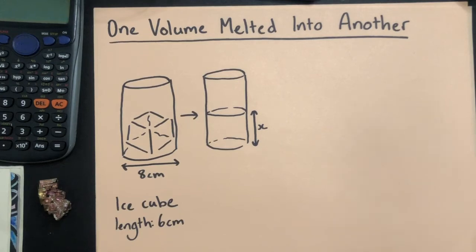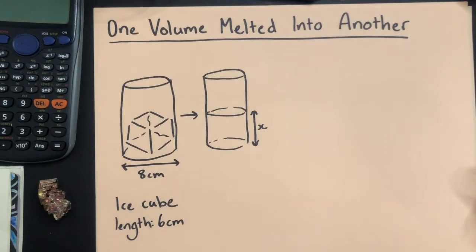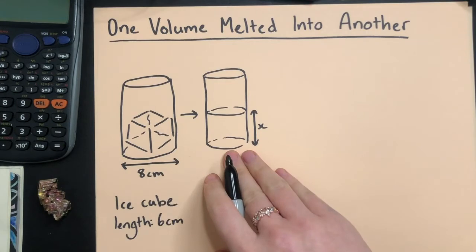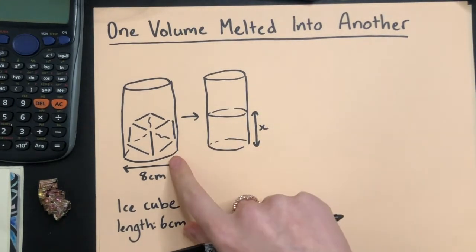Every so often you'll see a volume question which comes into the category of one volume melted into another. Sometimes it's like making wax candles or filling tubs of ice cream. But the idea is you start with one volume and then it melts and you want to see how it fits into another volume. So in this question here, we have an ice cube sitting in a glass.